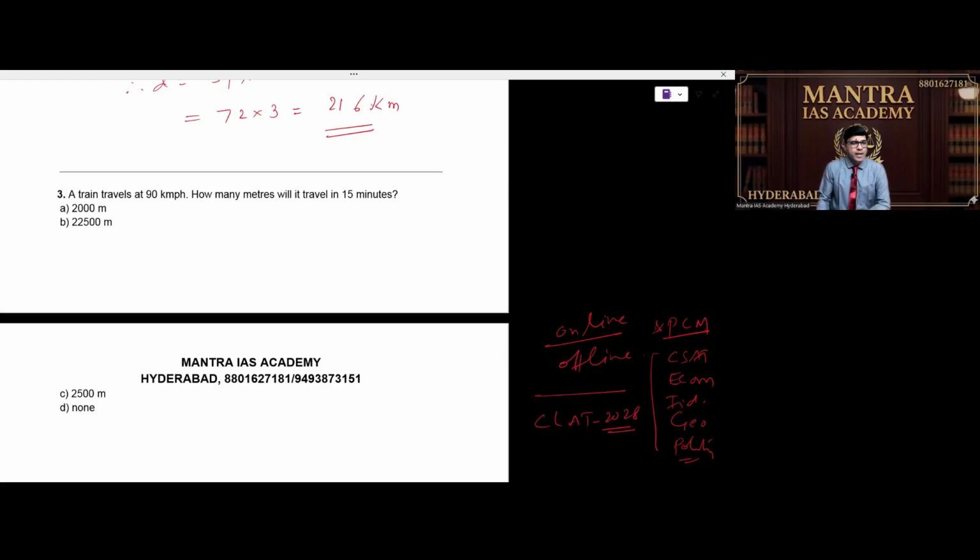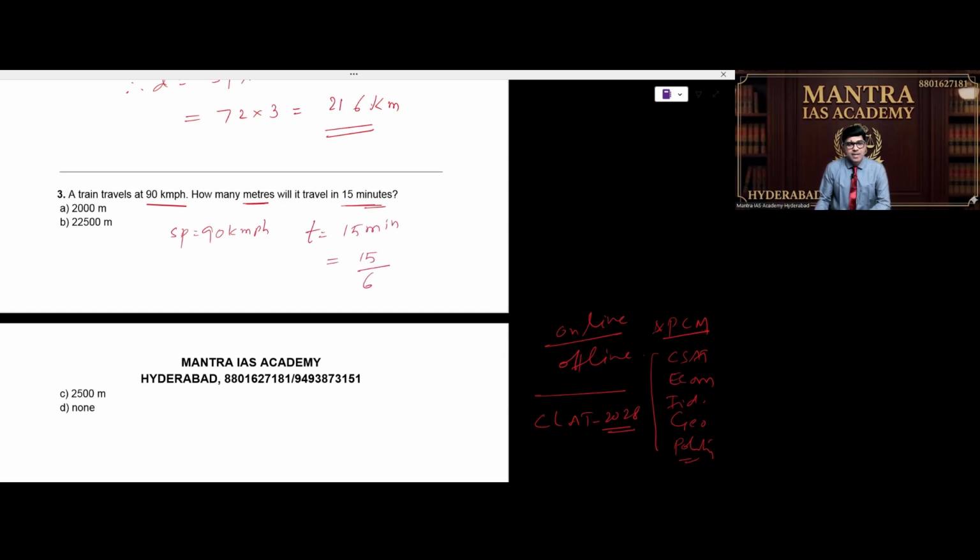So now the point here: a train travels at 90 kilometers per hour. How many meters? The point is in meters, please. Will it travel in 15 minutes? Do one thing first of all. Now find kilometers, then we have to convert into meters, beta. Then what is the point? Speed is equal to 90 kilometers per hour. The time is equal to, of course, 15 minutes. So this has to be converted to hours.